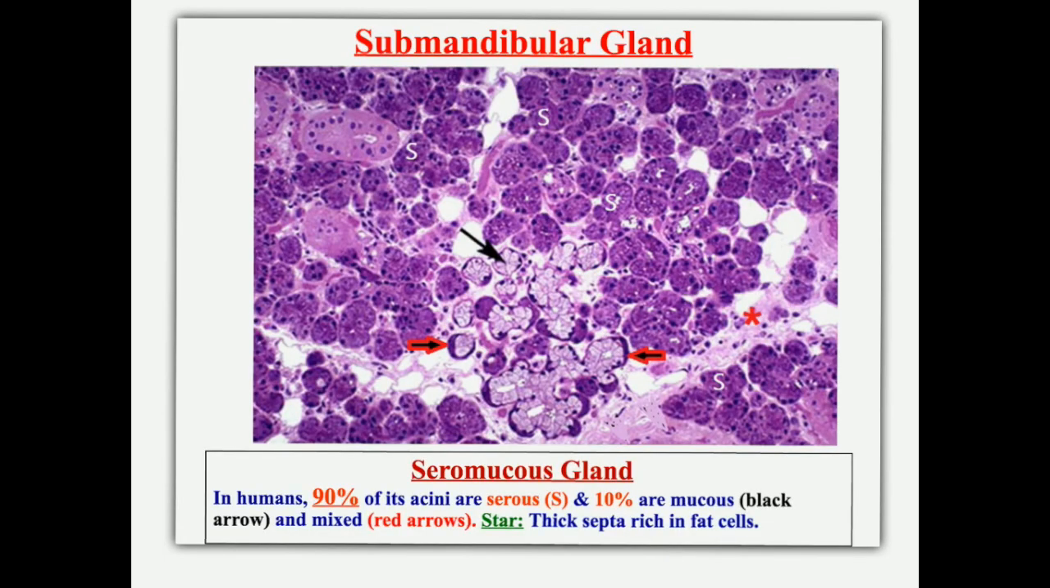The second gland is the submandibular gland. As you see, in the human being, 90% of the acini are serous. So the main type of the acini here are the serous, darkly stained acini. And we have 10% in the form of mucus. These are the mucus acini with the pale appearance of their cytoplasm. And in addition to that, we have also mixed acini, which are the mucoserous. This is the mucus cells, and this is the serous demilune. Don't forget that this is a connective tissue septum, and it also shows some fat cells.